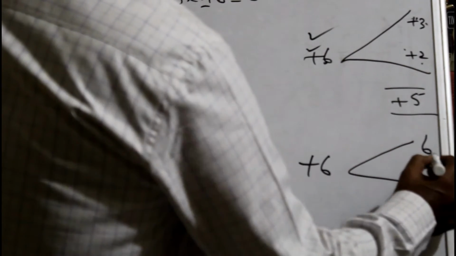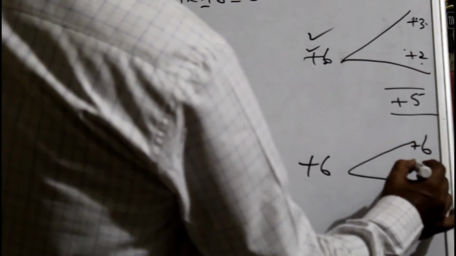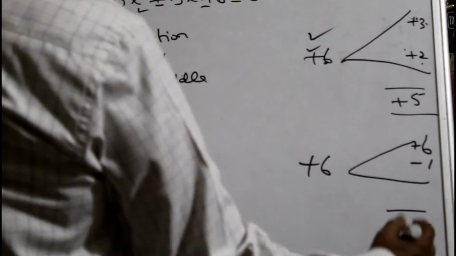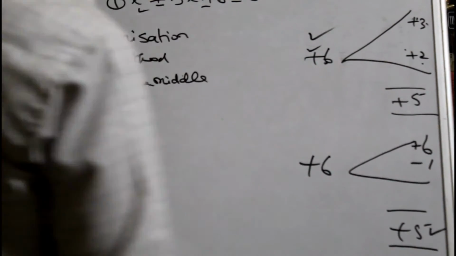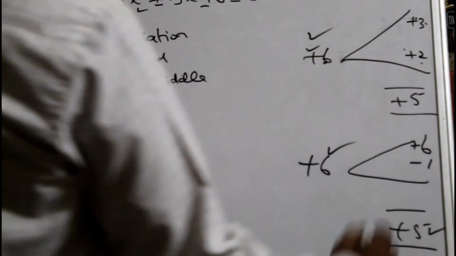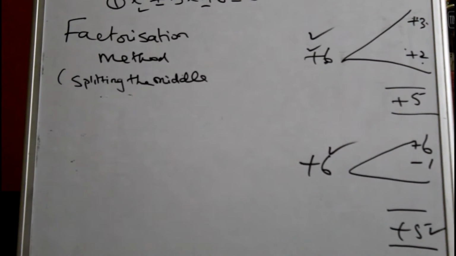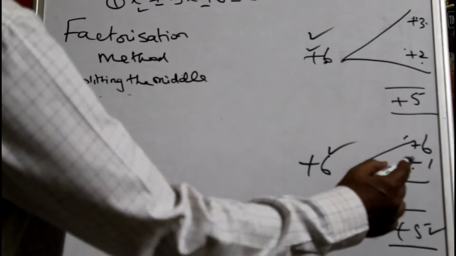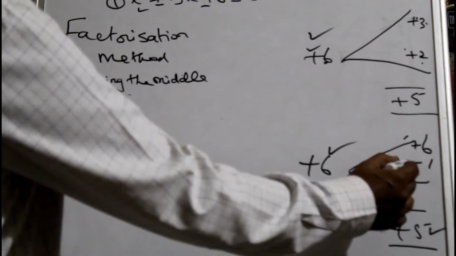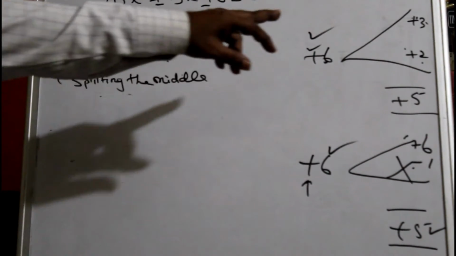Look here, 6 ones are 6, you get plus 6 and minus 1. Now look here, plus 6 and minus 1 is plus 5. So this is satisfied, number 1. 6 ones are 6, this is satisfied, number 2. But plus into minus is minus, you got here plus. So this combination will not hold good. Only that one will hold good.